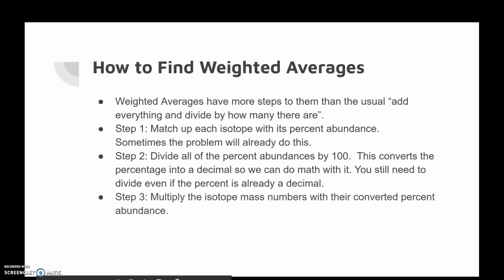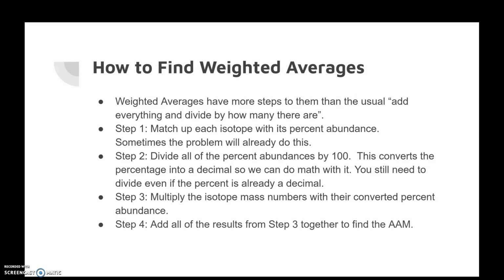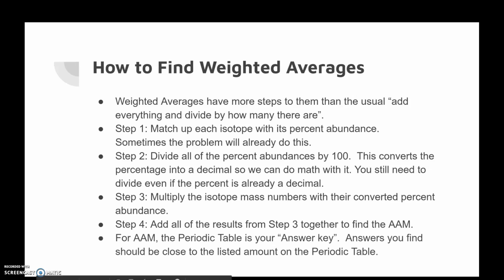Next, we will multiply the isotope mass numbers with their converted percent abundance. Finally, we'll add all the results from step 3 together to find the AAM. For AAM, the periodic table is your answer key. All of the answers are there. If you check a tile, the answer will have the average atomic mass at the very bottom.